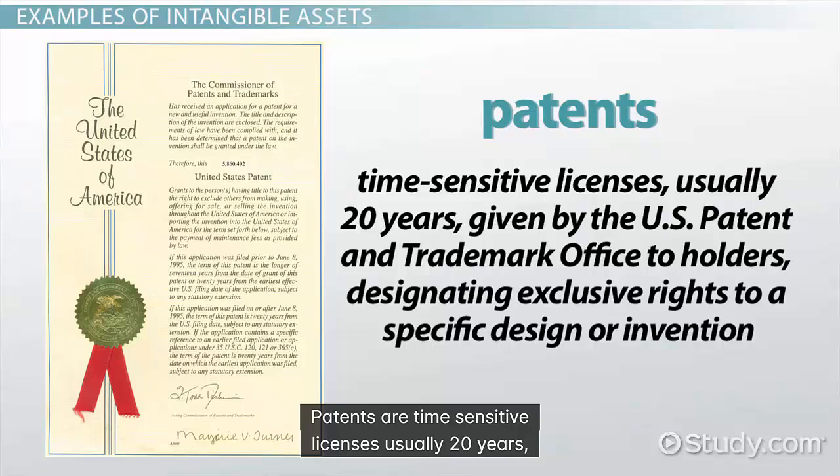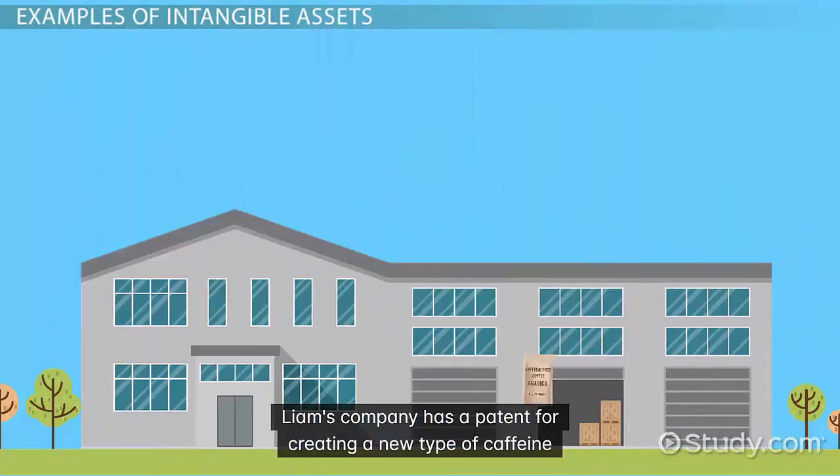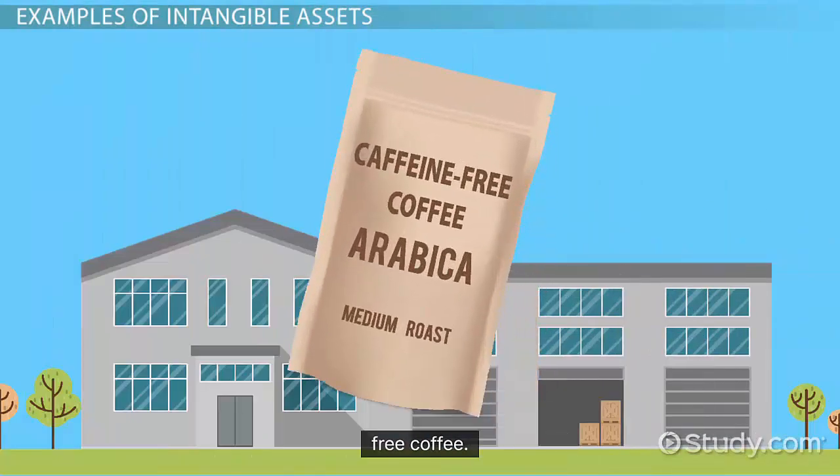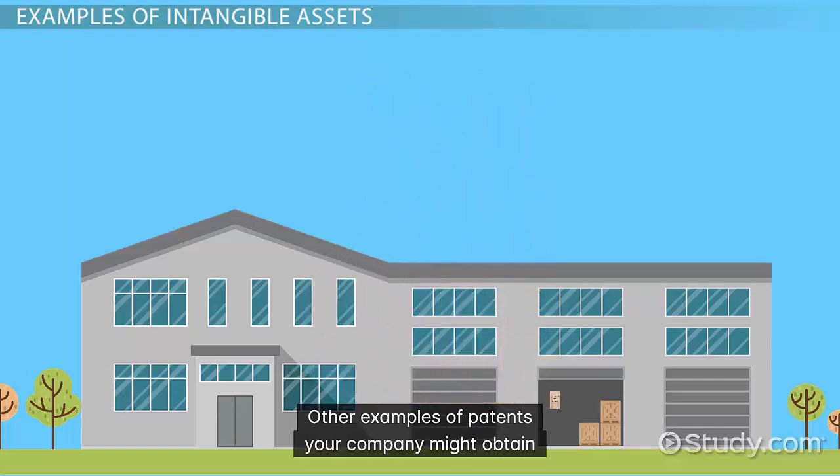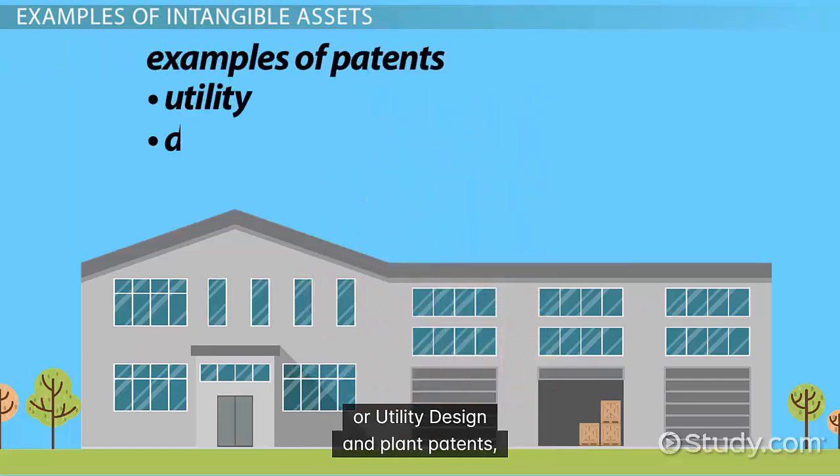Patents are time-sensitive licenses, usually 20 years, given by the U.S. Patent and Trademark Office to holders designating exclusive rights to a specific design or invention. Liam's company has a patent for creating a new type of caffeine-free coffee. Other examples of patents your company might obtain are utility, design, and plant patents.